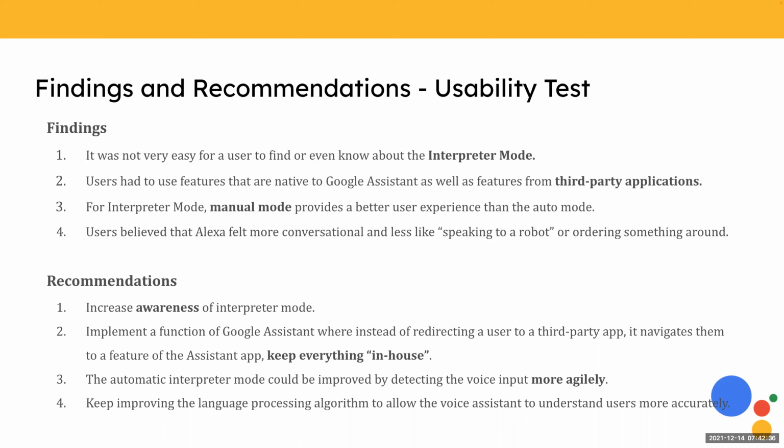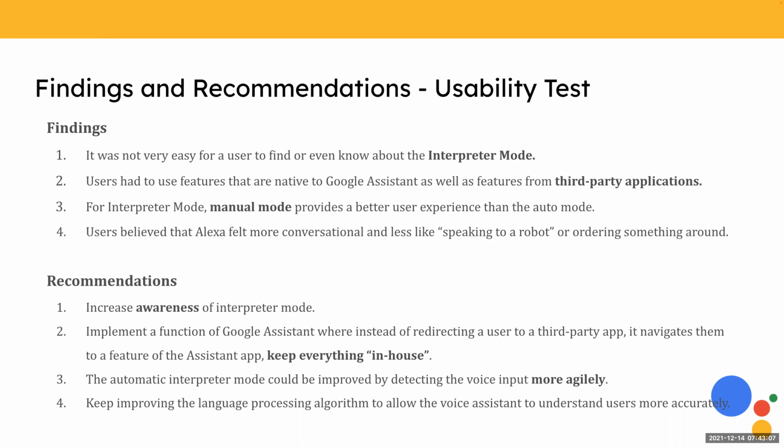Based on the findings, we recommend that Google should increase awareness of interpreter mode in both design ways and promotion ways. For example, it can take the form of increasing potential search terms that result in Assistant opening interpreter mode, and also making advertisements so that people will know about this great feature. The automatic interpreter mode could be improved by detecting the voice input more agilely.